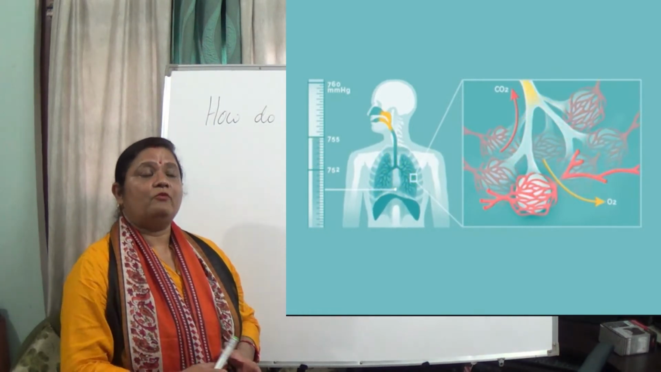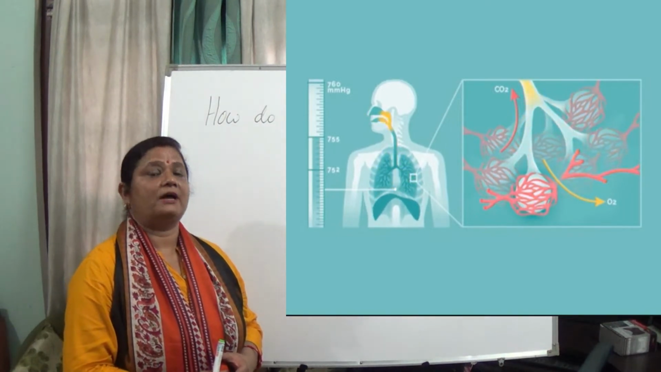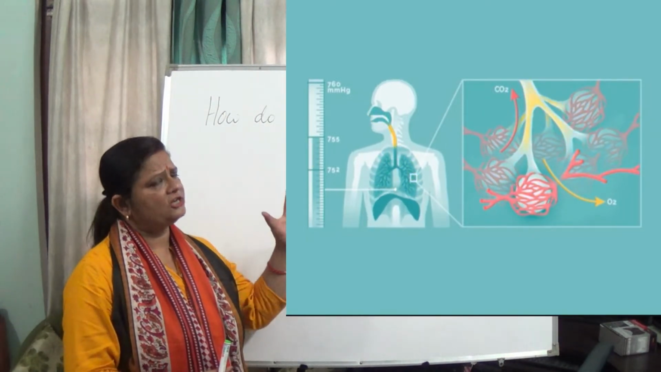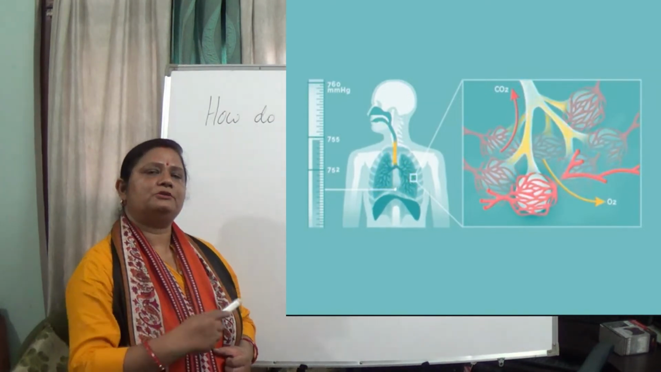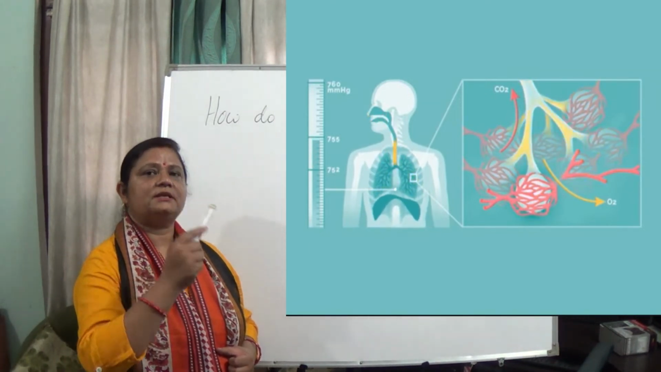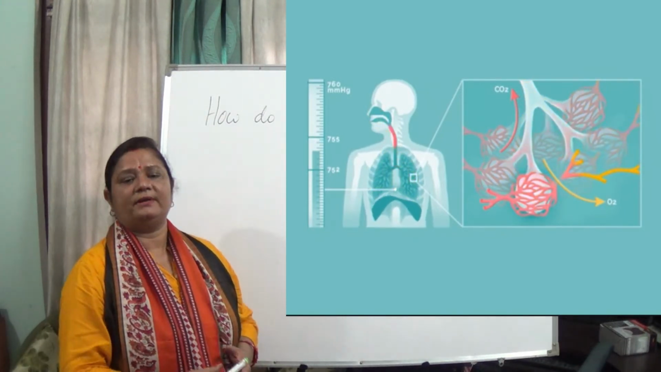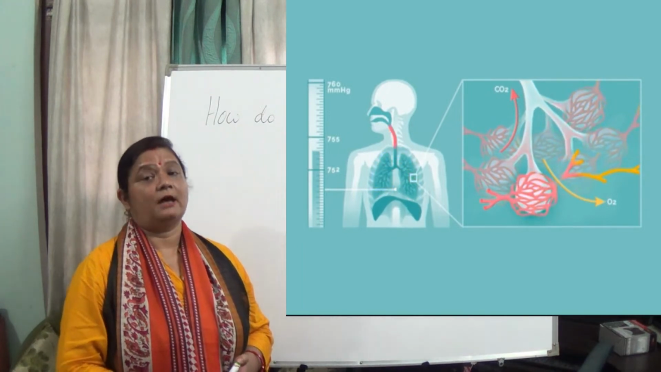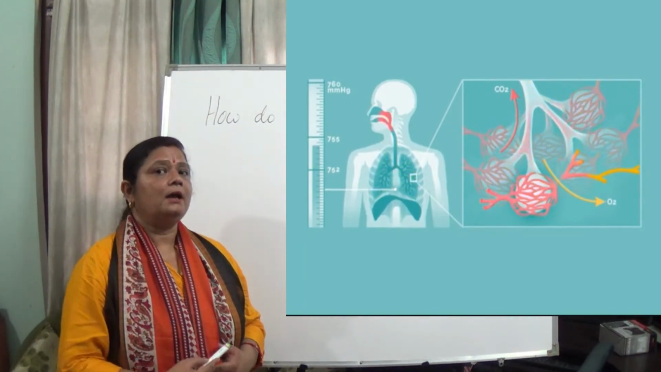Now the capillaries have more concentration of carbon dioxide. As a result, it rushes inside the alveoli, and the reverse process goes on. It goes to the bronchioles, then the bronchus, then the windpipe, and then the nasal passage, and the air, carbon dioxide plus some water vapors, comes out.